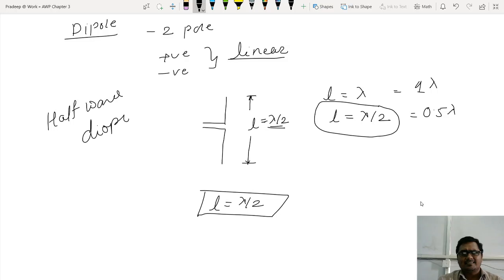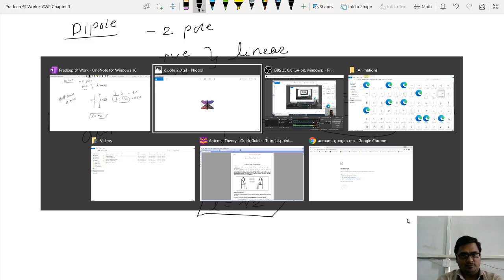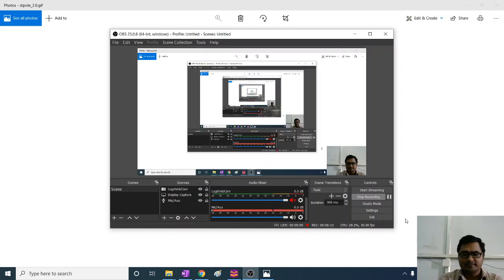So I think we are done with the discussion about the dipole, which I feel is sufficient for this chapter. Maybe in the next chapter we'll start with some other antenna. Other means definitely we'll start with monopole, because now I know the basics of dipole. We can start with monopole then. Yes, till then, thanks a lot.